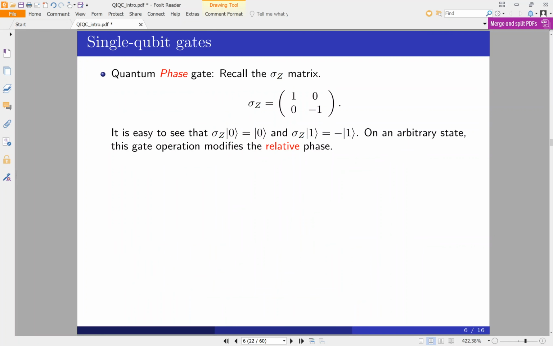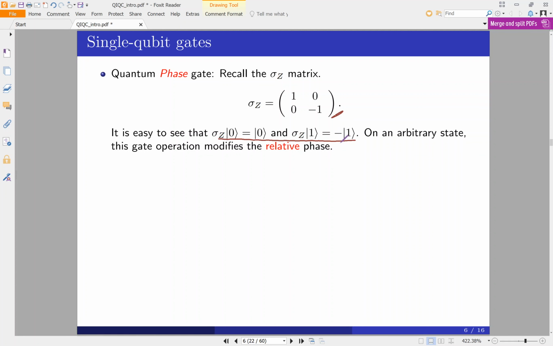So here's an example. We looked at the sigma x matrix in the previous slide, and that gave us a quantum NOT gate. What does a sigma z gate do? This is the matrix for the sigma z operator, and of course recall that we have chosen ket 0 and ket 1 to be eigenstates of the sigma z operator. So of course ket 0 is the +1 eigenstate and ket 1 is the -1 eigenstate. So this is how the sigma z gate would act on the ket 0 and the ket 1. But what operation is this really doing? Because it's doing nothing to ket 0, and for ket 1 it seems to be adding a minus sign, which is like an overall phase, right?